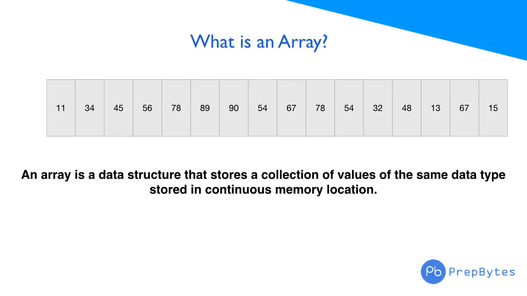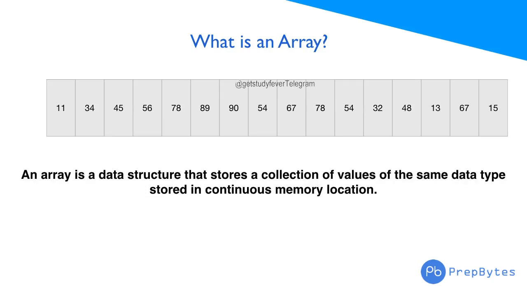Second part is stored in continuous memory location. So when I'm talking about continuous memory location, everything that we have, variables that we store, all of them are stored in memory. So whenever we are creating an array, as you can see, let's say there are 15 elements. So all the elements have to be stored in continuous memory location. So if the first element is stored at, let's say, address 1 in the memory, then the second address has to be 2.